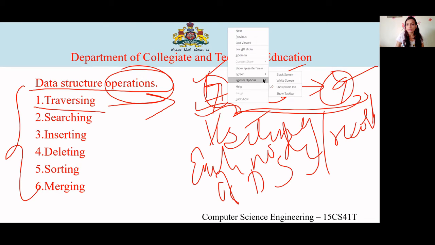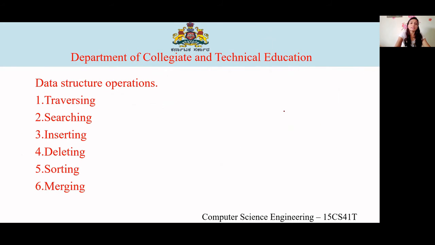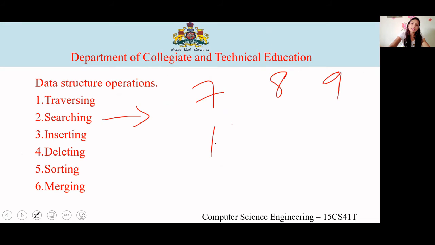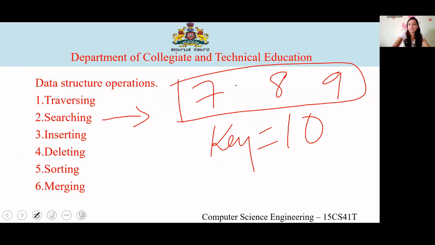Searching. So what do you mean by searching? Can anyone tell? Yes, searching means some values will be given, maybe 7, 8, 9, and then they'll ask you for a key value to be searched. Maybe you have to search 10. Is it there in this? Is 10 found? No. So if you try to search 10 in this, it will tell not found.